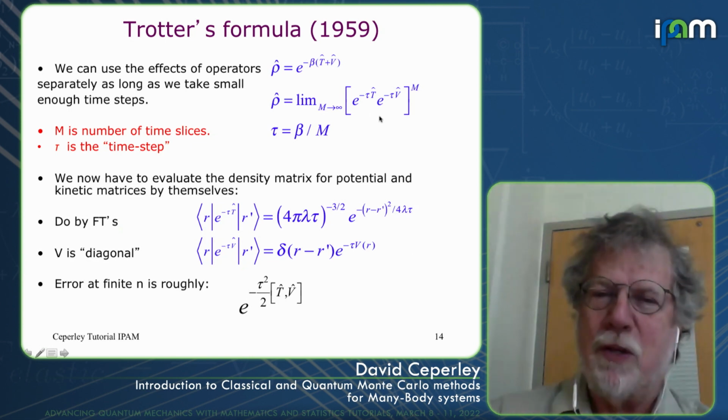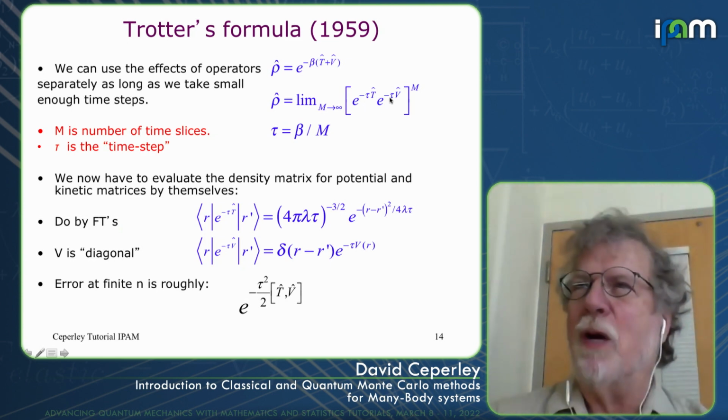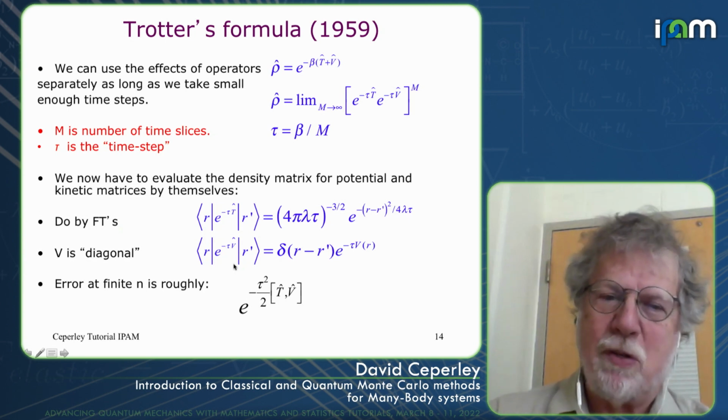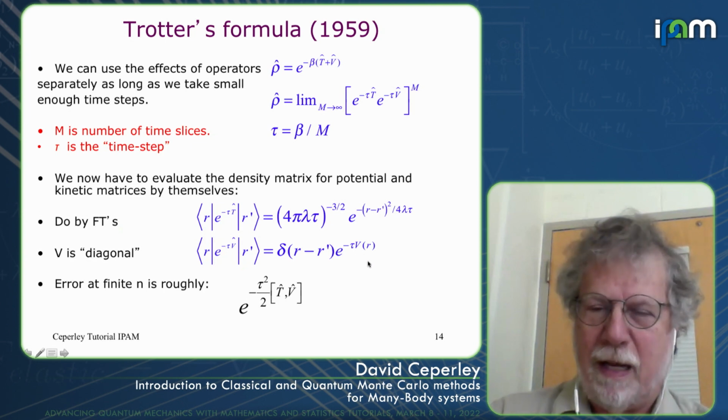Okay, so why do we do this? We do it because for these two operators, the exponential of these two operators, we can write down the explicit formulas for them, and we get these as results. The potential, of course, is very simple because it's diagonal in R space.